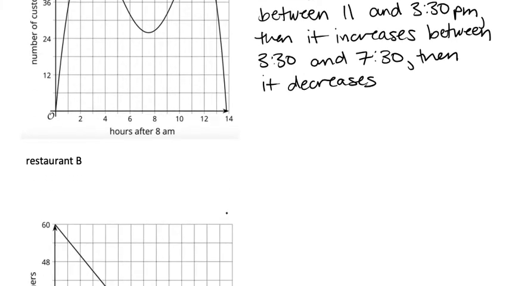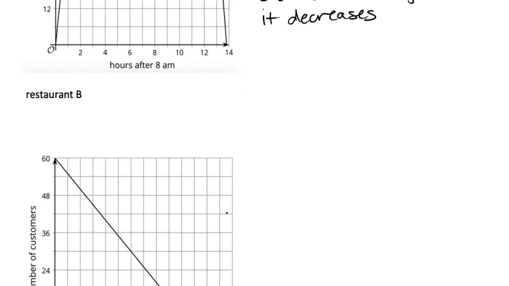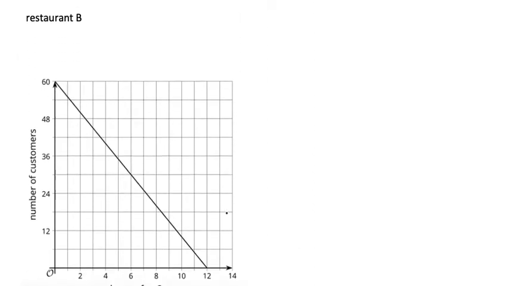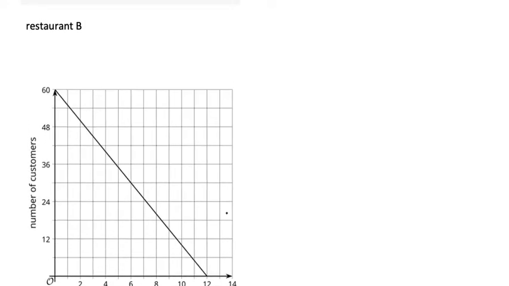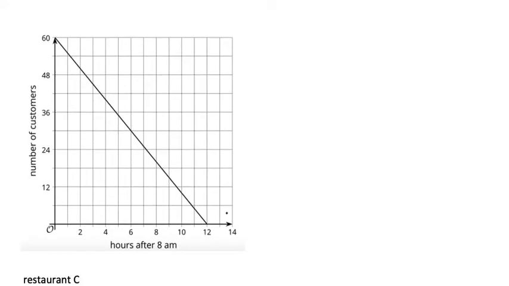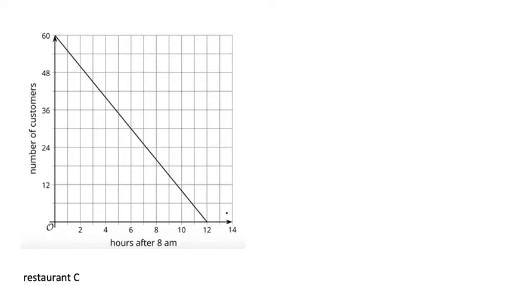So one thing that we want to pay attention to when we're analyzing graphs is where the graph is increasing and where it is decreasing, and what that's telling us about the situation. So this one is restaurant B. So when we look at restaurant B, we see that the number of customers is highest when the restaurant first opens at 8 a.m. And then it's steadily decreasing throughout the day.